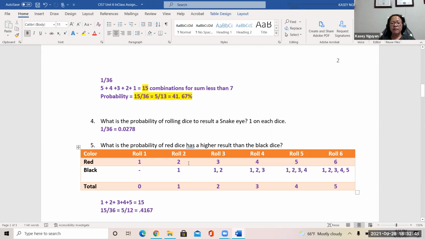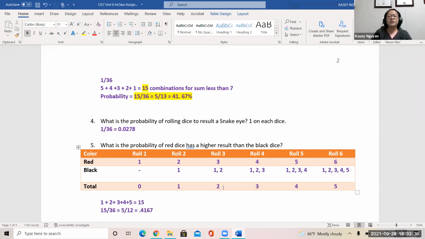For the second one, I can get a 2 on red and 1 on the black. So that's 1, because there's only one way for that. If I get a 2 on the red, the only other way that I would get it lower would be a 1. Then for the next roll, if I get a 3 on the red, I can have a 1 or a 2 on the black. So there are 2 ways to get something lower, 2 variations.